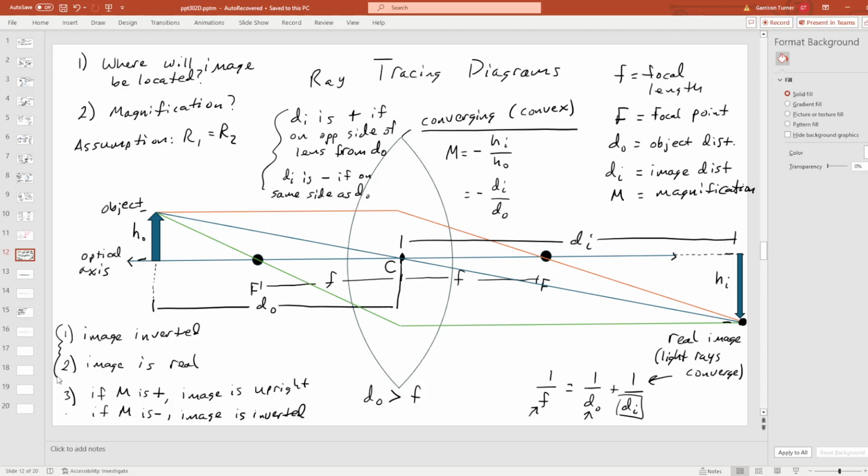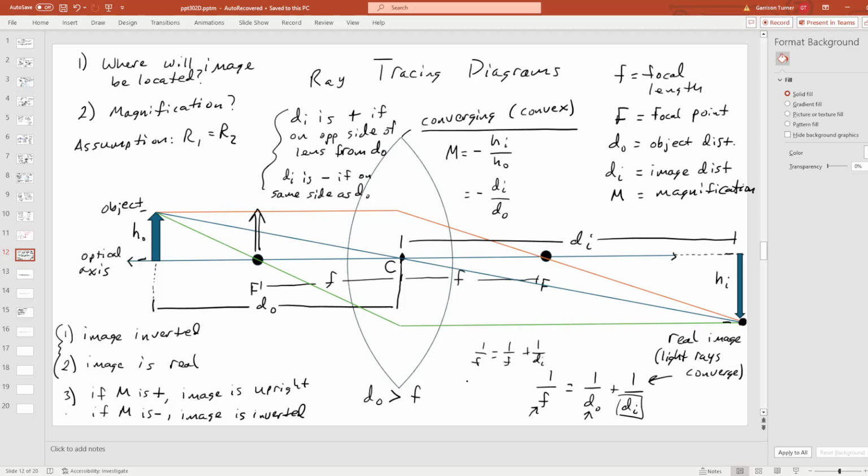When your object is at the focal point, so if I were to scoot this object inward so that it were at the focal point, what would happen? In that case, d naught would equal f, and we would have 1 over f equals 1 over f plus 1 over di.